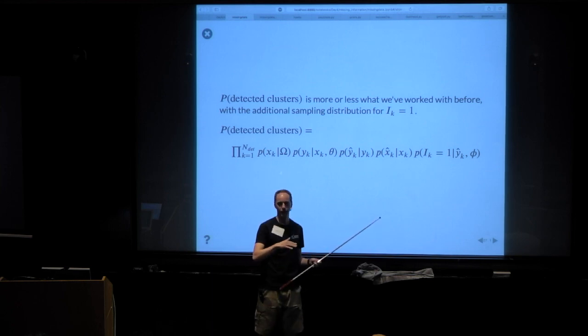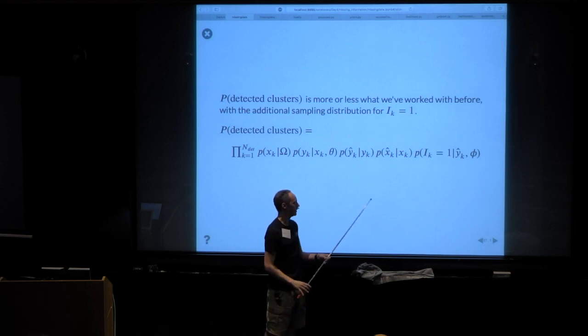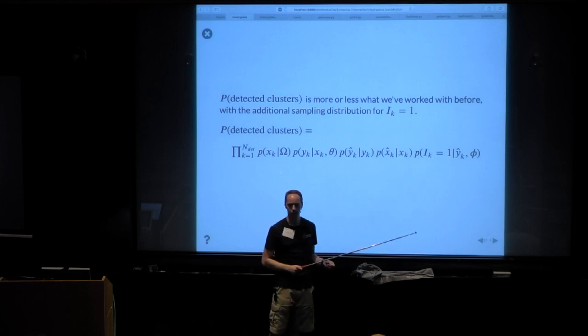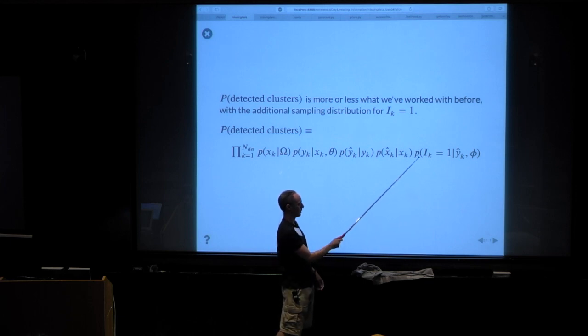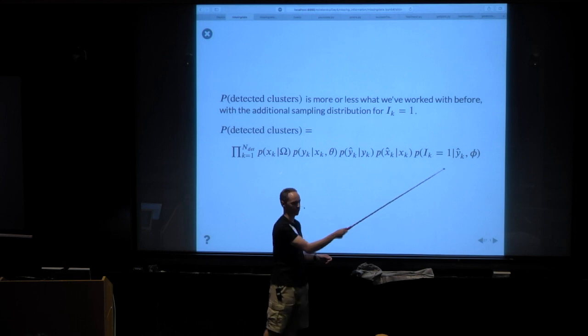So in the simple case where we have a threshold, and if y hat is above it, we detect, and below, we don't, this would be just a step function, very simple. It would actually be equal to 1 for all of the clusters that are detected, but at least in principle, this thing is now here.